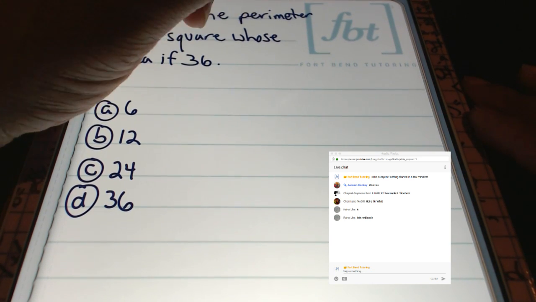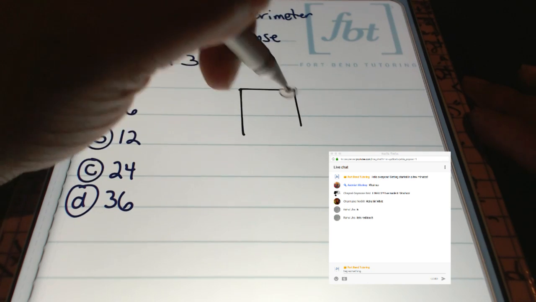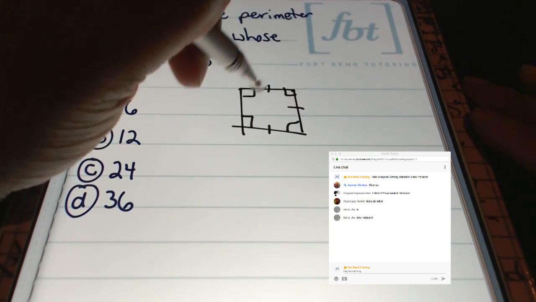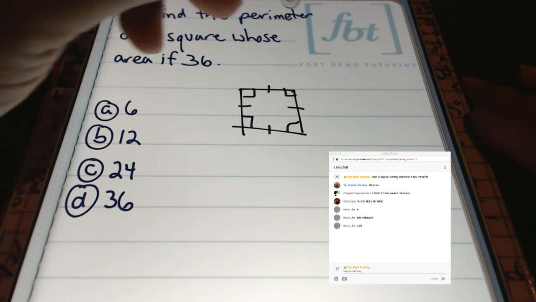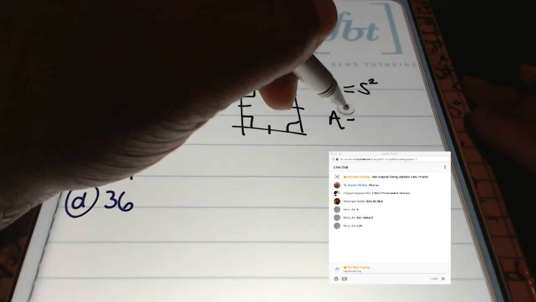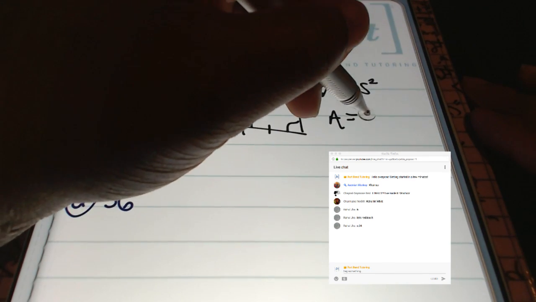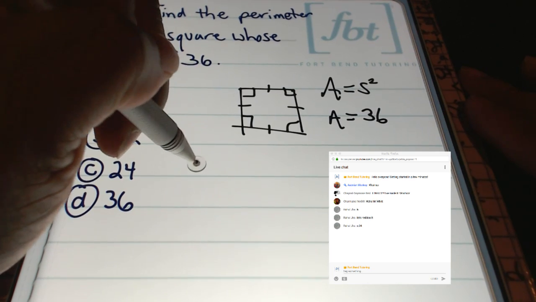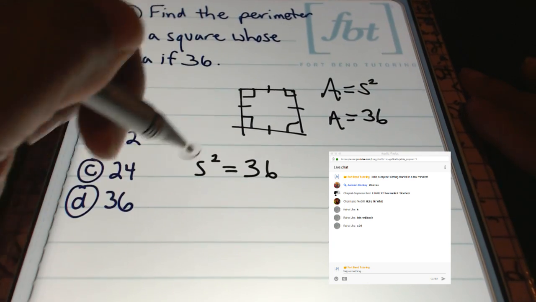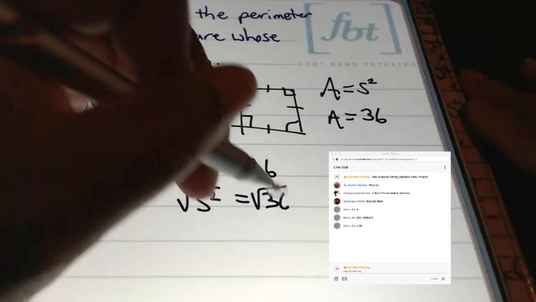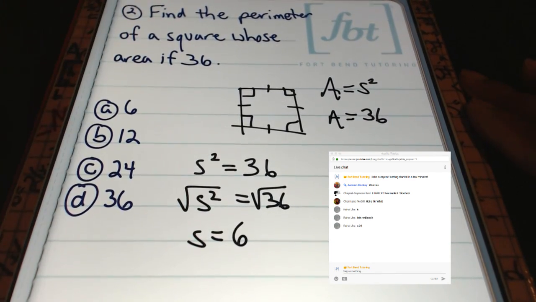If we have a square, ladies and gentlemen, let's go ahead and draw out the square here. We know we got 90-degree angles everywhere. We know that all the sides are congruent to one another, and we know that the formula for the area of a square is side squared. In this case, the area equals 36. So if the area is 36, let's solve for our side. It would be side squared equals 36. We would have to take the square root of both sides just to find out the length of the side here, guys. And we would find out the length of the side is 6.